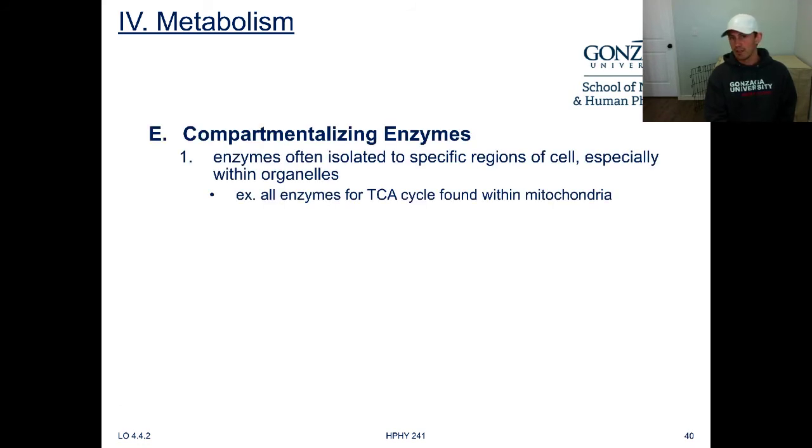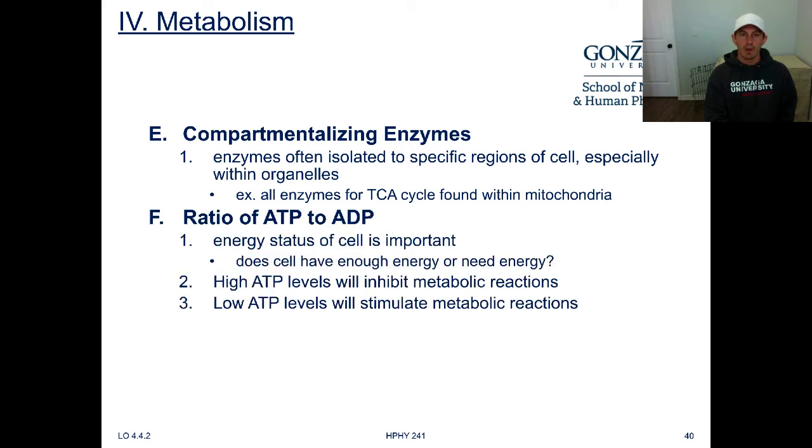Okay, compartmentalizing enzymes that I spoke to earlier: enzymes that are isolated to specific regions of the cell. I've already mentioned this before, so I'm just going to briefly mention it again, but all those enzymes for the TCA cycle are found within the mitochondria, so it makes sense. You don't want an enzyme over near the nucleus that's needed in the mitochondria. If they were spread out, it would slow down the rate at which metabolic reactions would occur.